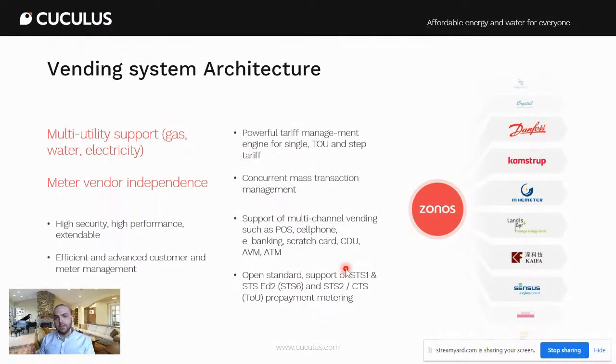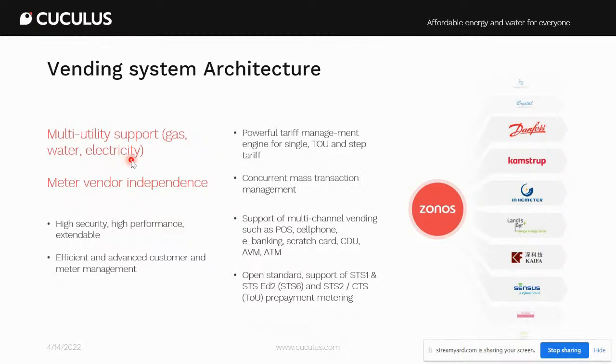I also want to share with you some very important information about the vending system. The vending system has multi-utility support. It's not only electricity, but we also support water and gas. We provide meter vendor independence. Just to share some important information, Cuculus has successfully integrated with more than 300 to 400 meter types from different meter vendors, okay? We also provide a high security, high performance system because we have already tested our system with hundreds of thousands of meters.